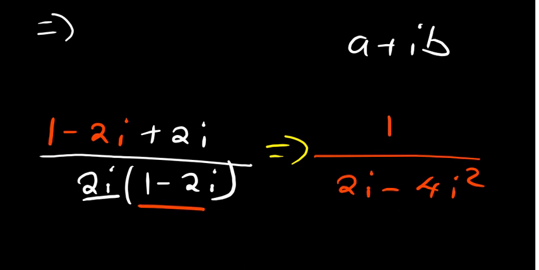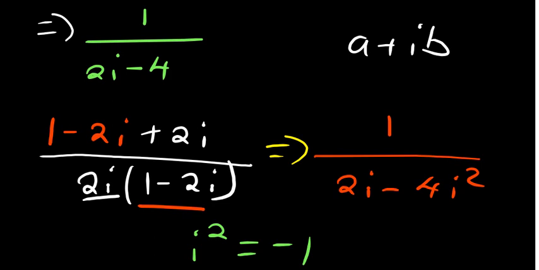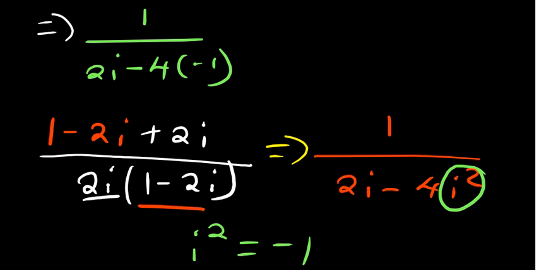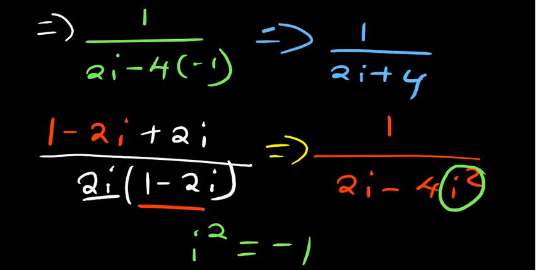Okay, so you are moving too fast, sir. So we have 1 over what? We said i squared is equivalent to what? Negative 1. So we'll have 2i minus 4. Wherever there is i squared, we'll put a negative 1. Which is basically going to be 1 over 2i plus 4. Are we okay there?